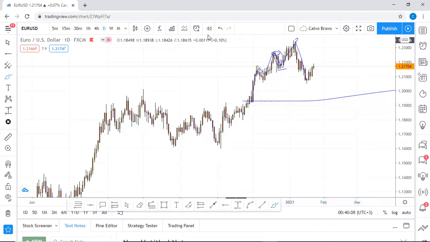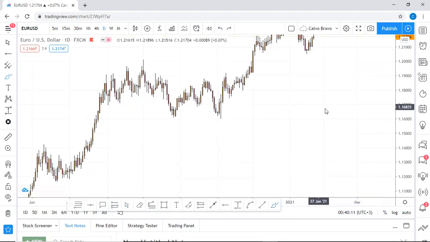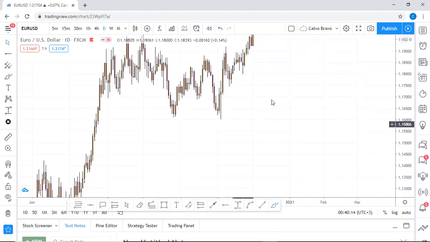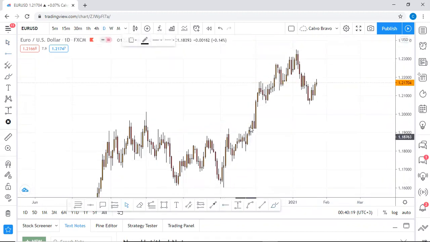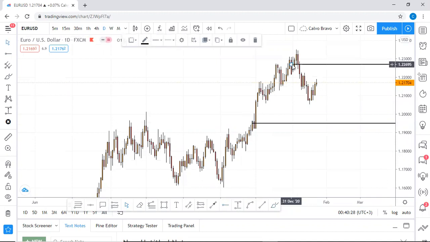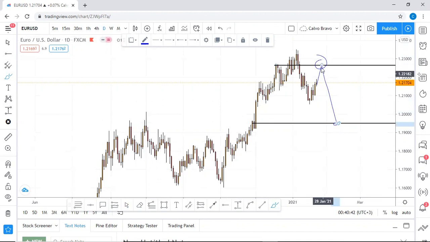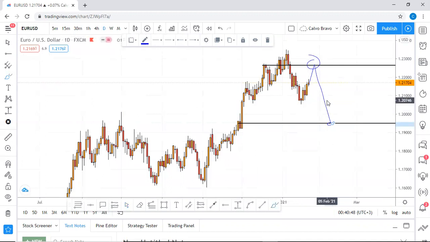So if I label these levels, I can mark like this. I can mark this one here, the first potential level, and also I can mark another one here, which is also another good potential level. So price can possibly come to this, touching this potential level, and drop downward to this point here. So this is what I'm expecting right now on the Euro USD, and this is going to be one of the strongest setups to trade.